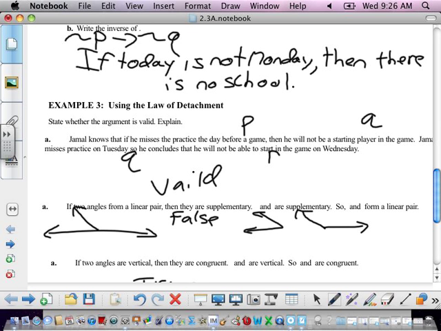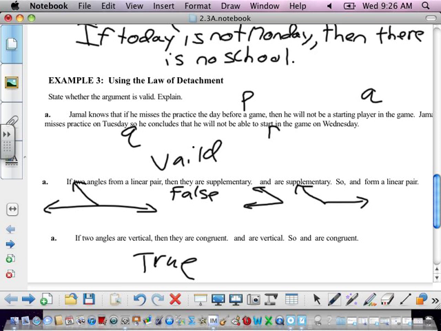If two angles are vertical angles, then they are congruent. Angle ABC and angle DBE are vertical, so ABC and DBE are congruent. Valid or invalid? Valid. Valid or true statement.